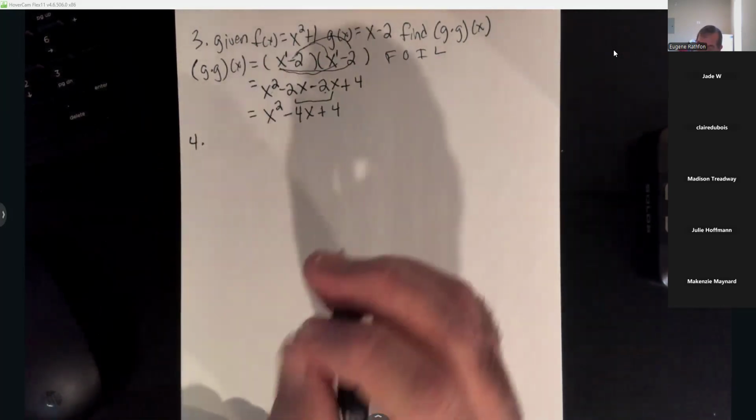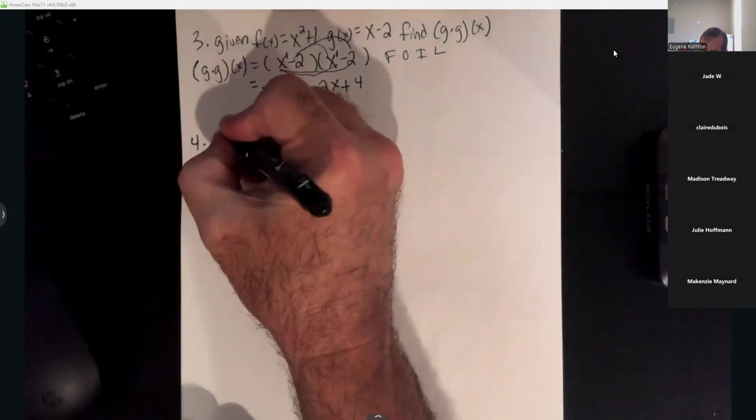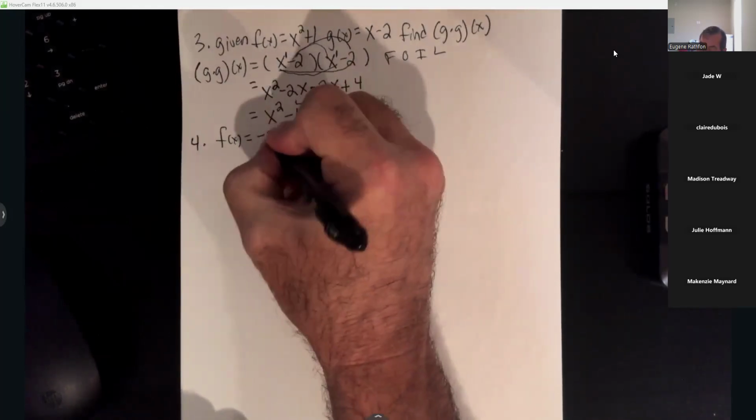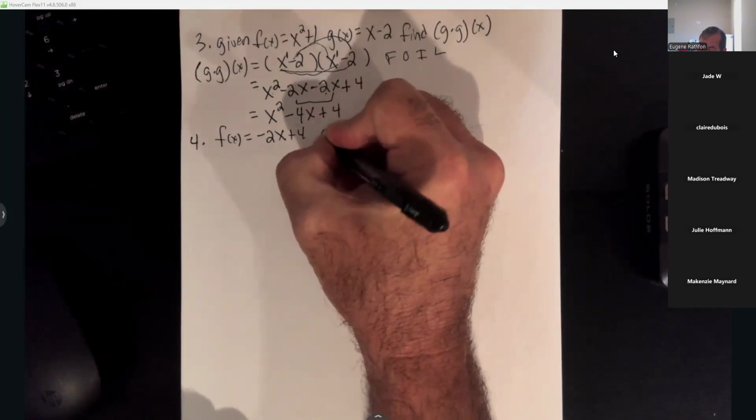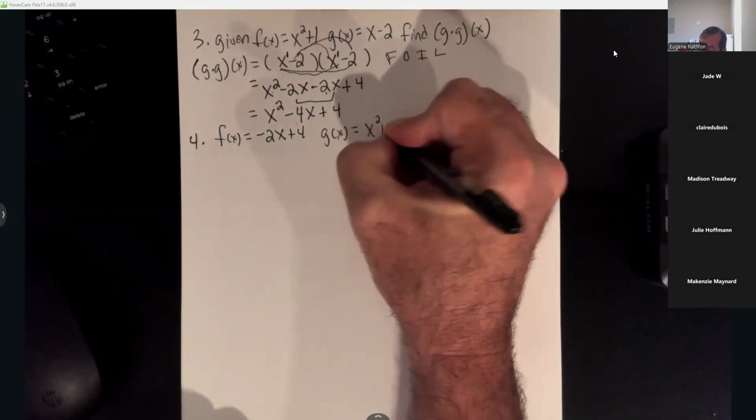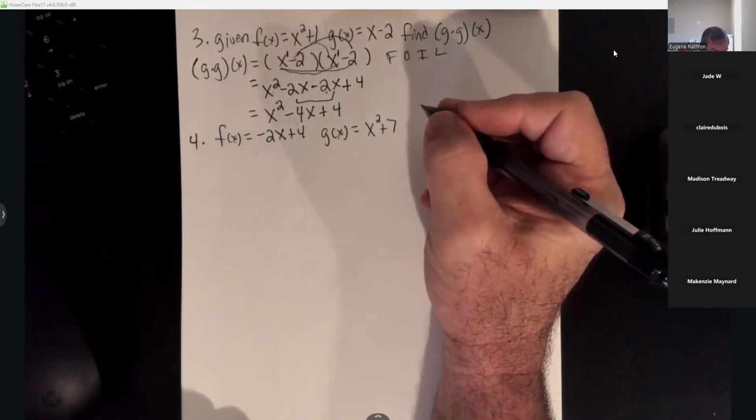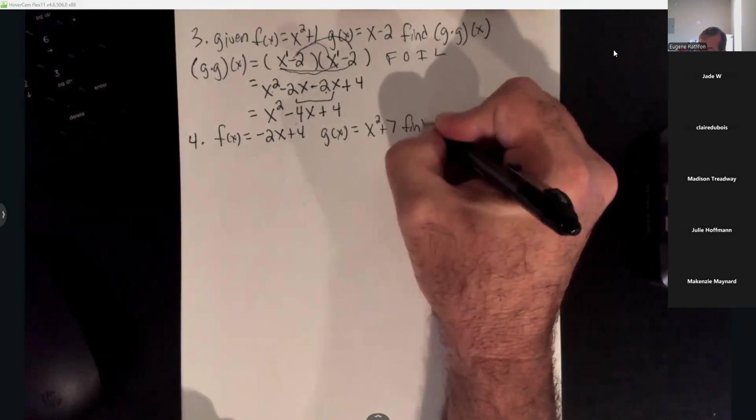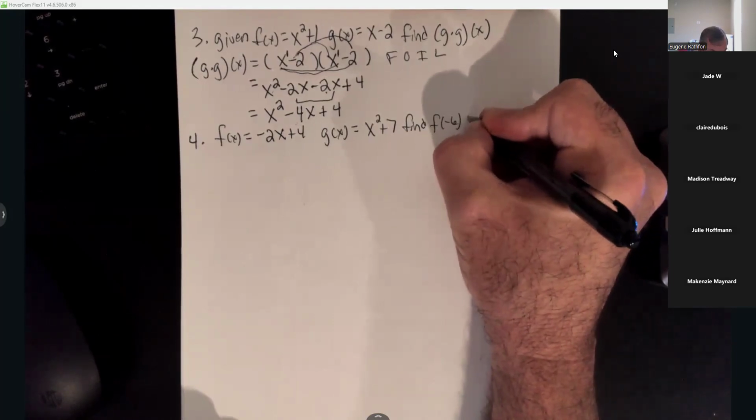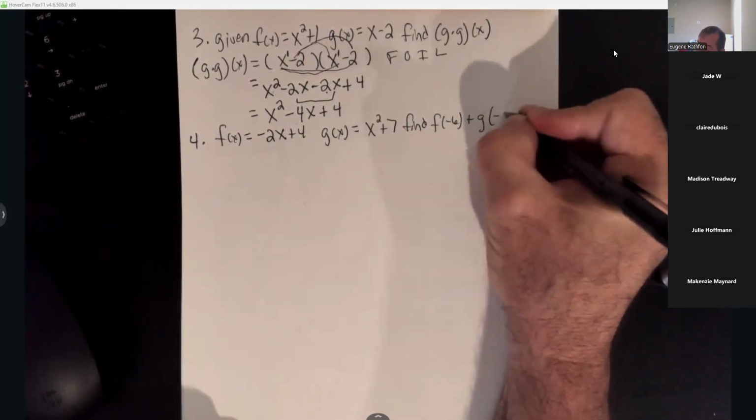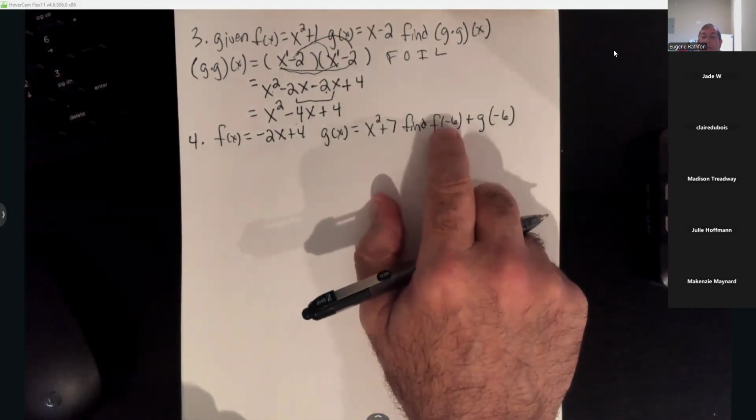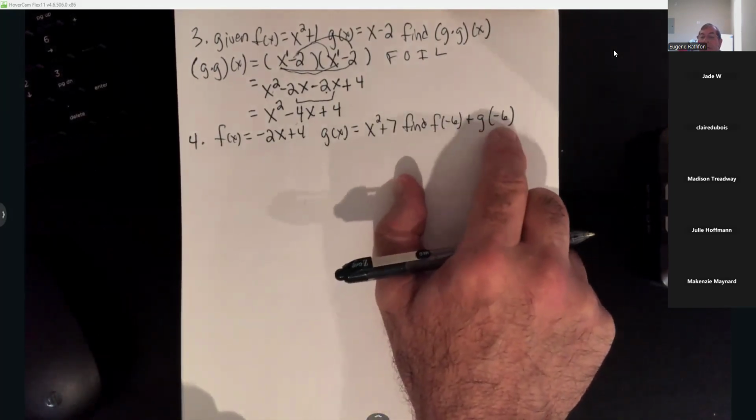All righty, y'all. So let me do one like this, number 4. f of x is going to equal negative 2x plus 4. g of x is going to equal x squared plus 7. They want me to find f of negative 6 plus g of negative 6.